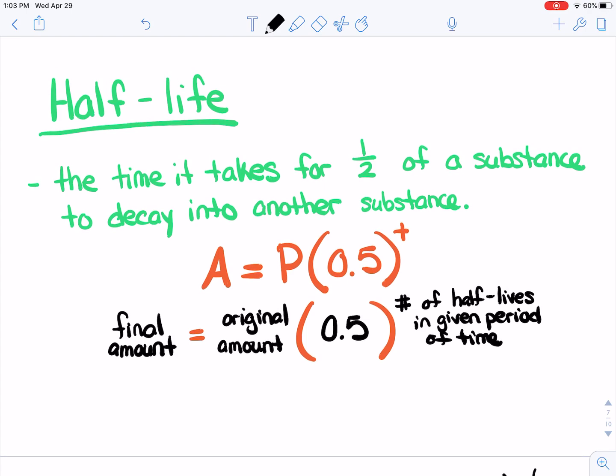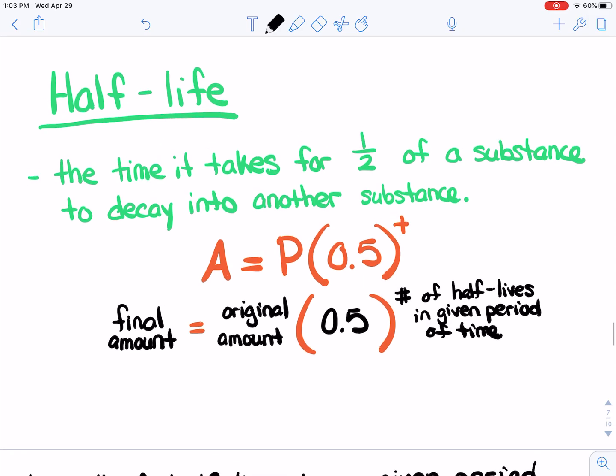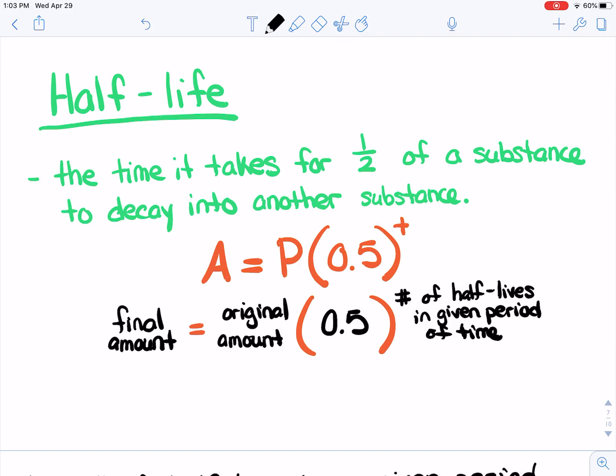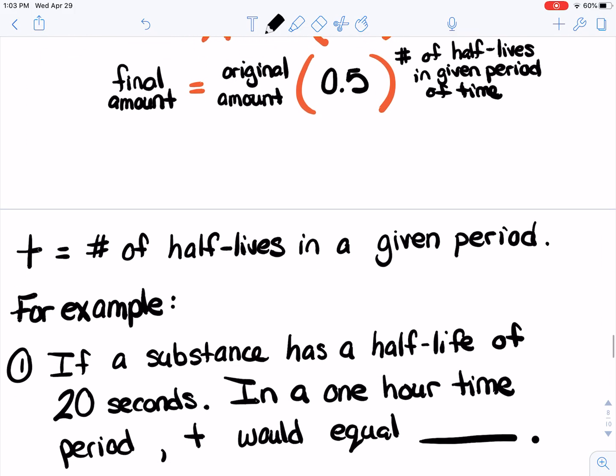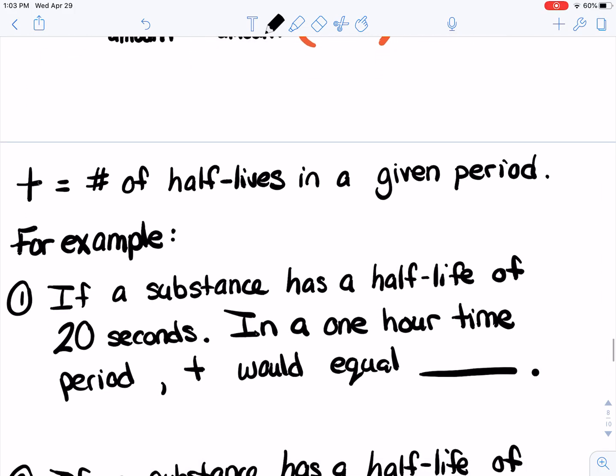Now the A stands for the final amount. P stands for the original amount. 0.5, that is always going to be 0.5. And the exponent is the number of half-lives in a given period of time. So you have to be able to calculate the number of half-lives that there are going to be. So for example, that T, that exponent, is the number of half-lives in a given period.